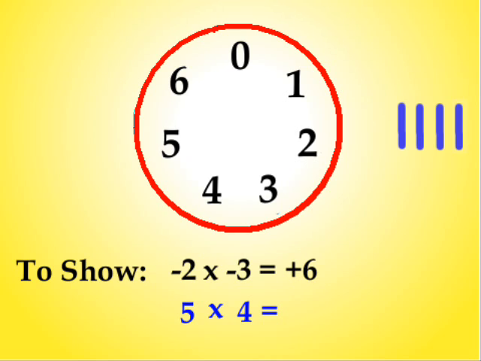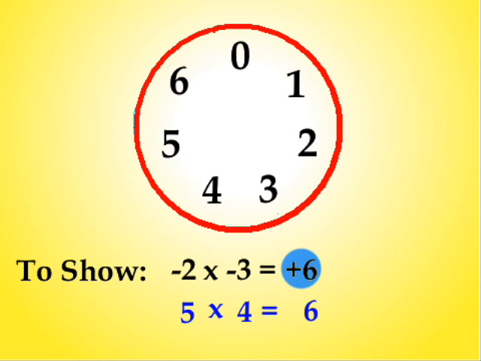We'll begin counting out our first lot of 5 at 0 and move in the positive direction. 1, 2, 3, 4, 5 steps. That's our first lot of 5. 1, 2, 3, 4, 5. That's our second lot of 5. 1, 2, 3, 4, 5. Our third lot. 1, 2, 3, 4, 5. That's our fourth and final lot, and as you can see, the answer is 6.